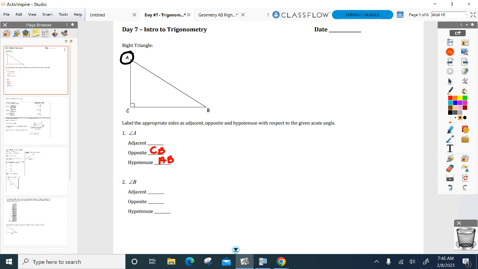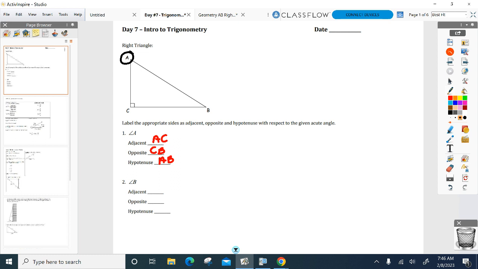And I saved this one for last. When we say adjacent, we're talking about a leg. Because I know, right, looking at angle A, there are 2 sides that are adjacent: there's AC and there's AB. But what do we already call AB? Hypotenuse. So when we say the word adjacent, we're looking for a leg. So that would be AC.